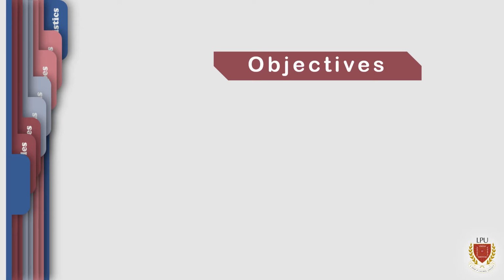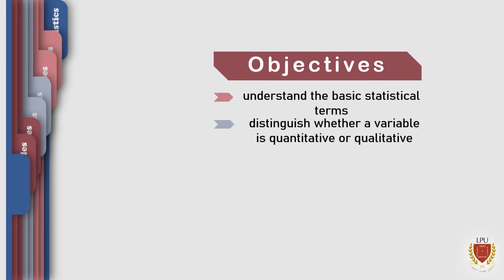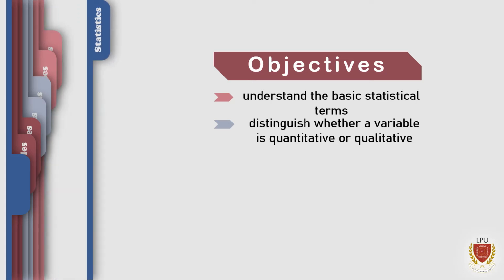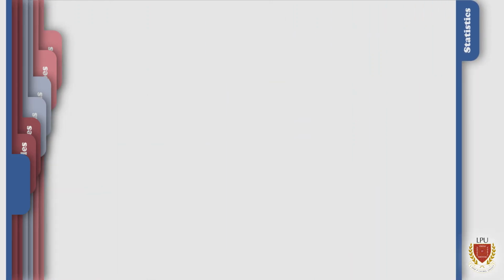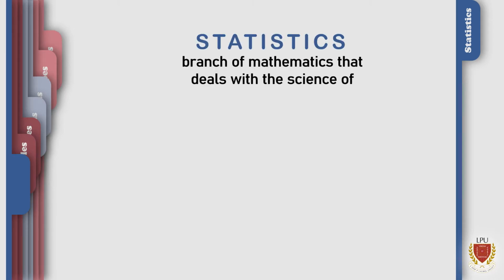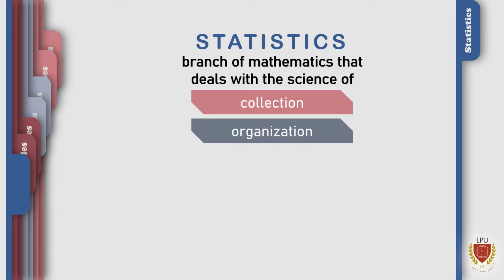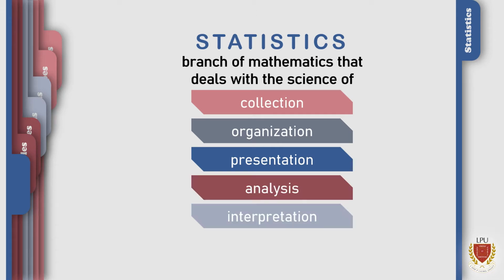Good day. In this topic, we have to understand the basic statistical terms and distinguish whether a variable is quantitative or qualitative. First, let us define what is statistics. Statistics is a branch of mathematics that deals with the science of collection, organization, presentation, analysis, and interpretation of data. If you notice, these 5 processes are also the processes that are involved in doing a research paper.